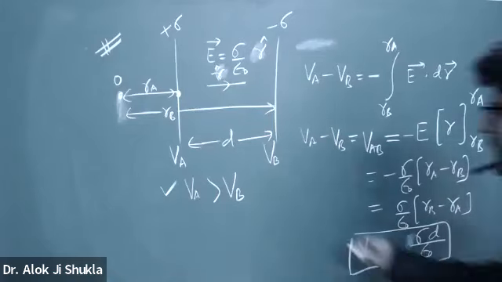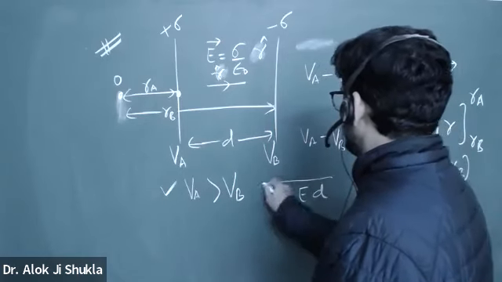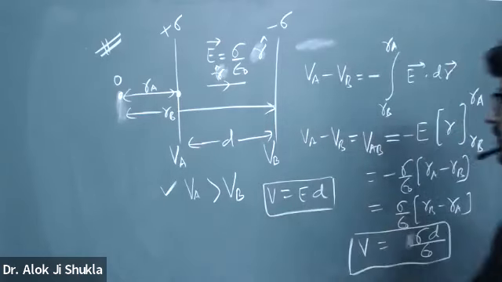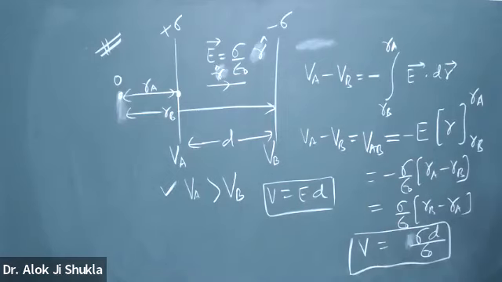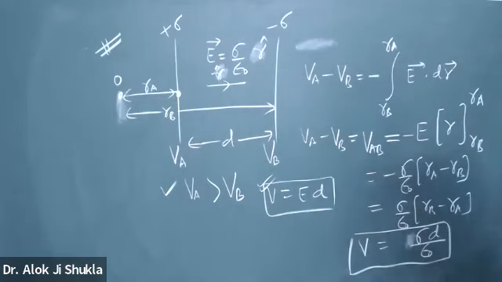तो अगर फील्ड कांस्टेंट है तो पोटेंशियल डिफरेंस क्या हो जाएगा? V is equal to ED. Potential difference between 2 points which are at a distance d. If the field is constant, then the potential difference will be equal to V is equal to ED. Is it okay? Yes, sir. Any doubt in this?